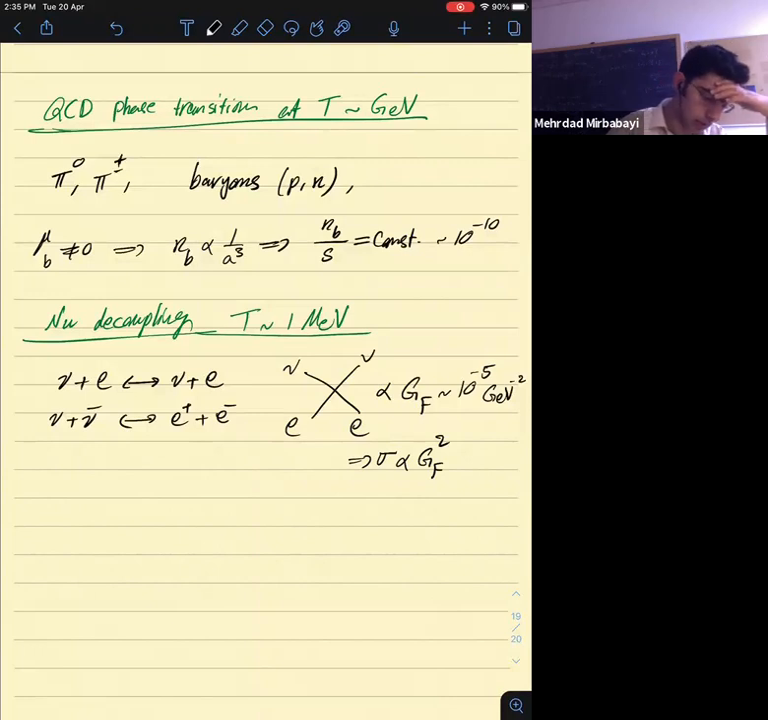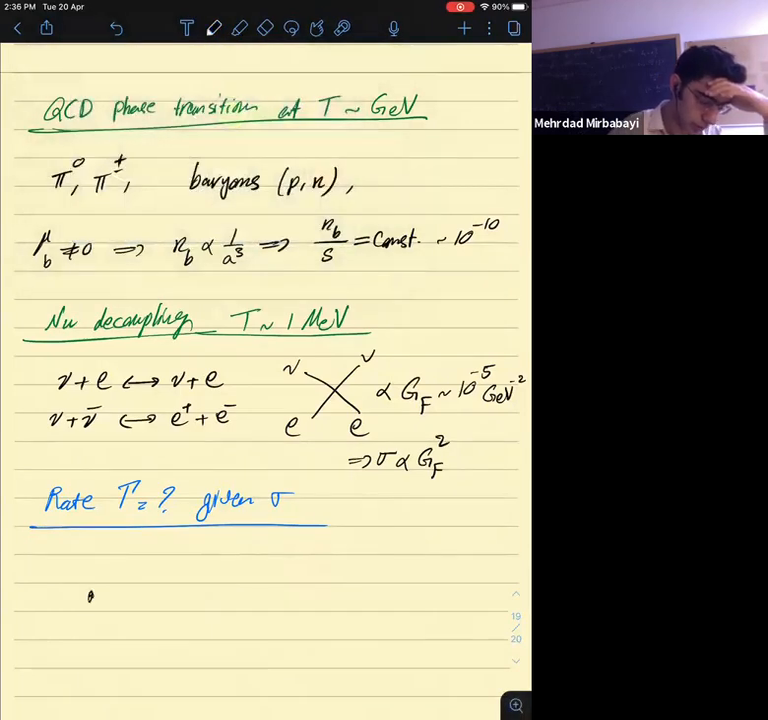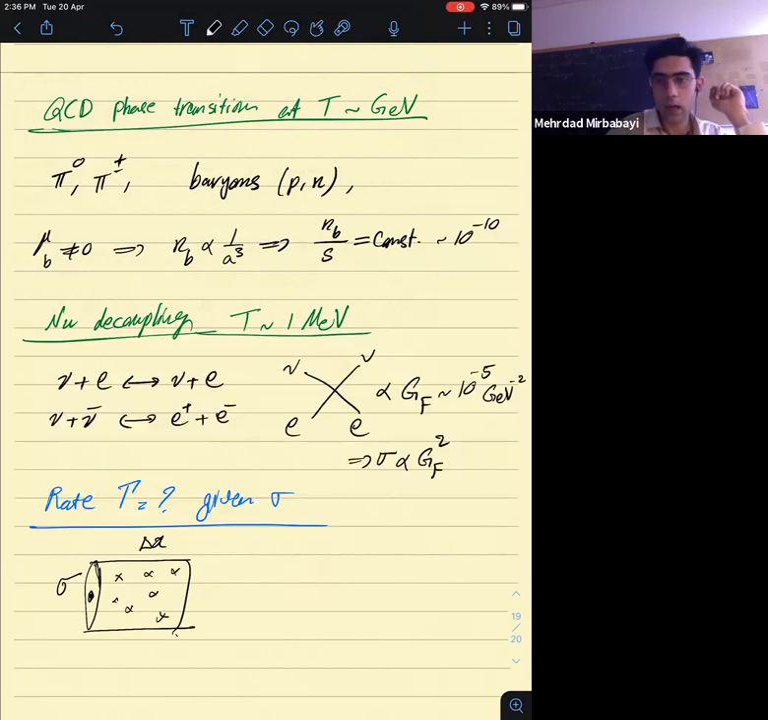Now, how do we determine the rate given some total cross section? How do we estimate the rate? So we want to know the rate gamma given sigma. We estimate it like this. We imagine our particle sitting at some point. We consider a cylinder with cross section sigma and length delta x, and we ask how many target particles are inside this volume. The number of target particles in this volume is n times the volume, which is sigma times delta x. And sigma, importantly, is the cross section, so if this particle goes through here, they will interact.